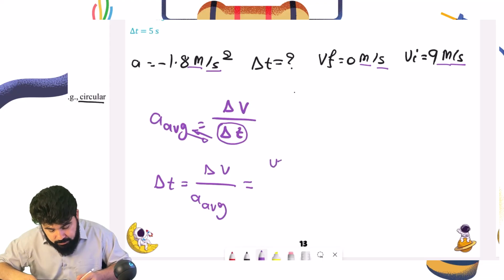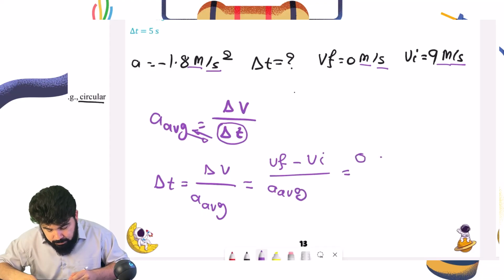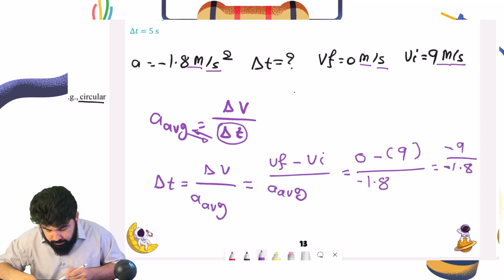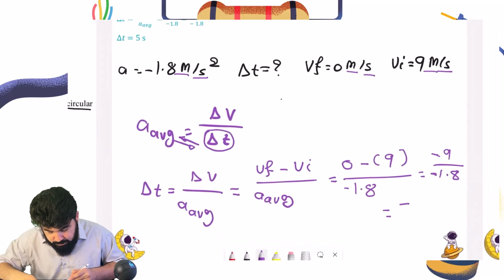Delta v is v final minus v initial, divided by average acceleration. This is going to be 0 meter per second subtracted by 9 meter per second, divided by negative 1.8. So negative 9 divided by negative 1.8. These two negatives cancel. We have 5 seconds.